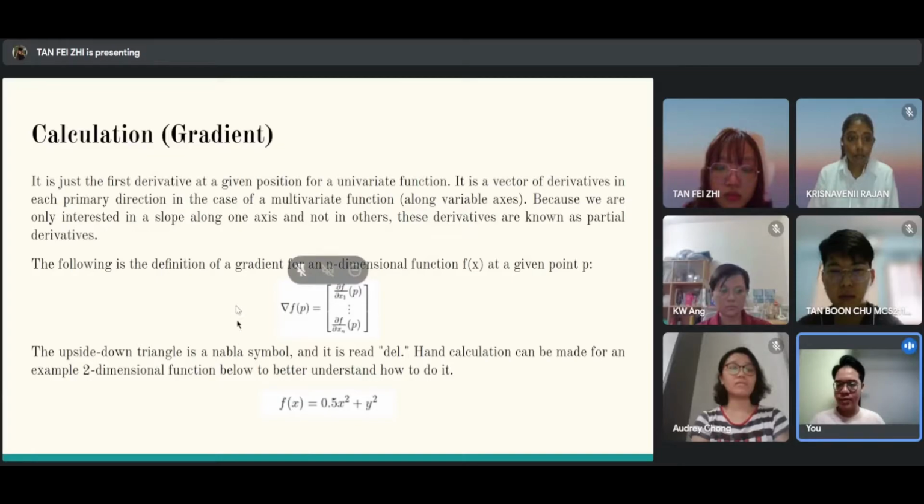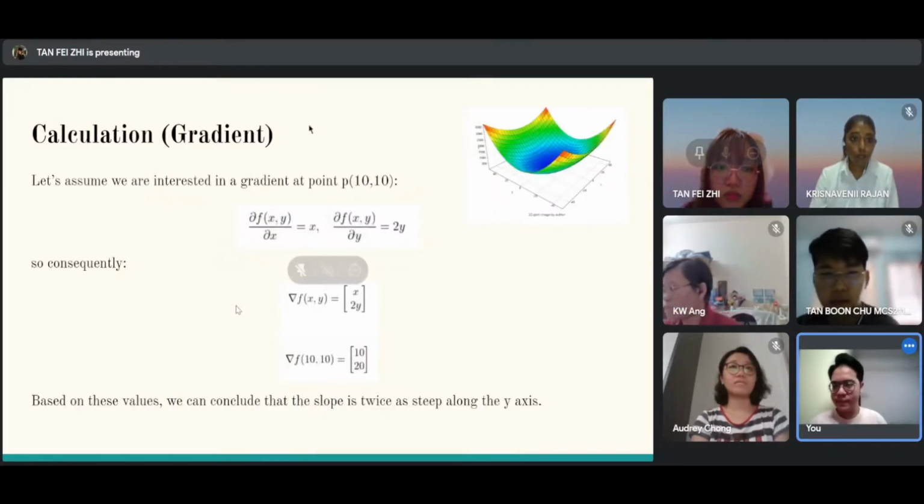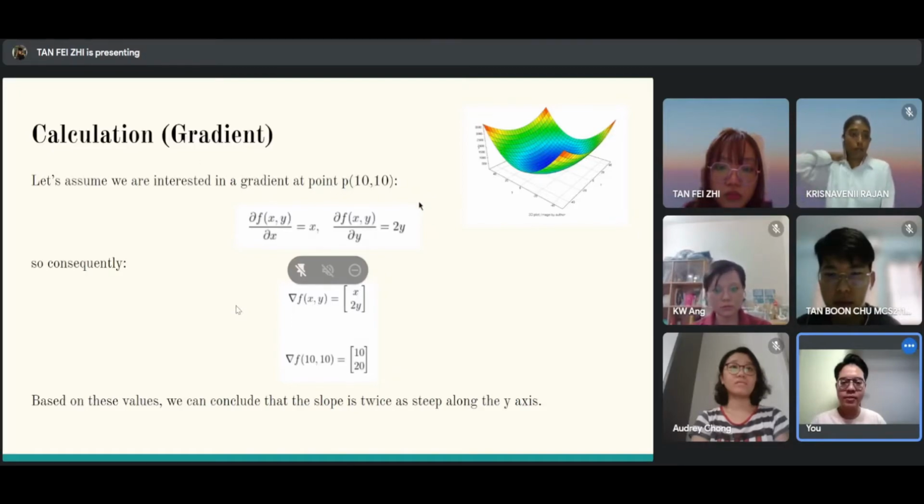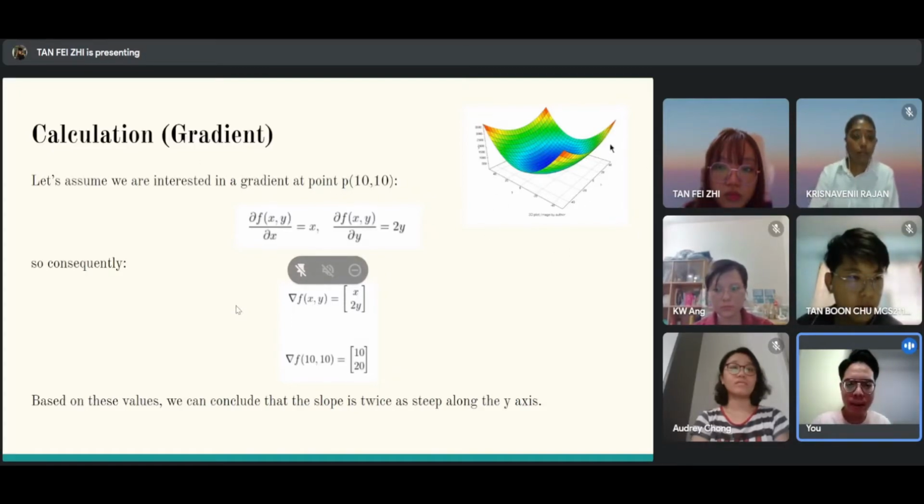The upside down triangle is the nabla symbol, also read as del, and after that the calculation can be made for an example two-dimensional function. Below, to better understand how to do it, is f(x, y) equal to 0.5x squared plus y squared. Let us say we are interested in the gradient at point P (10, 10). Basically this diagram is the 3D plot of what we want to calculate. So this is the formula.